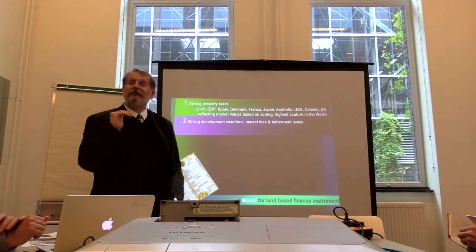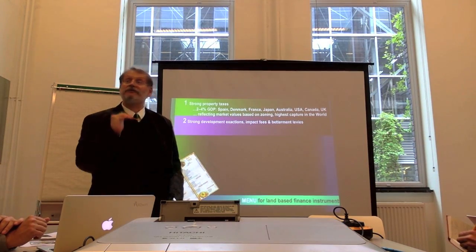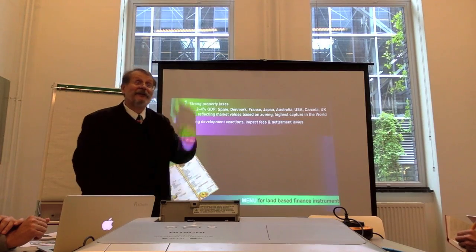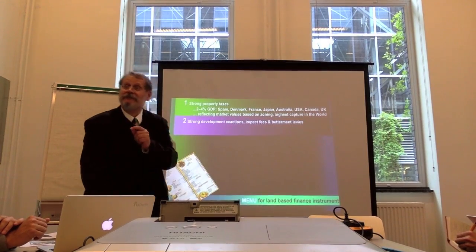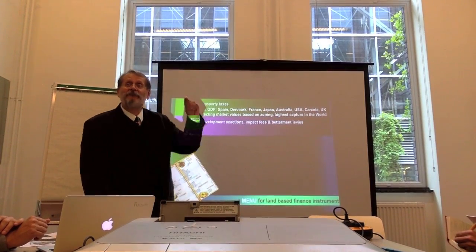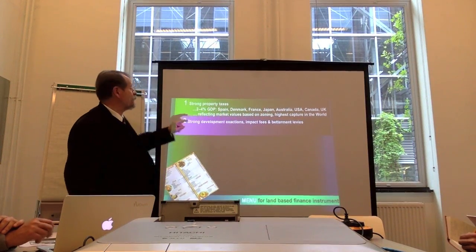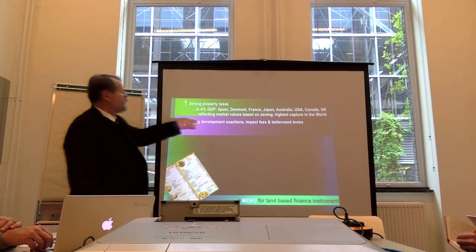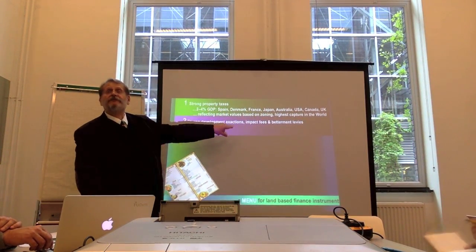Africa is beginning to have high urbanization rates. And every time we go, we say, don't make the same mistakes that we did. Start introducing land-based types of financing instruments.